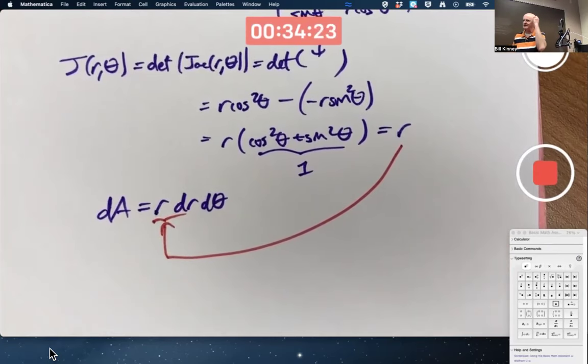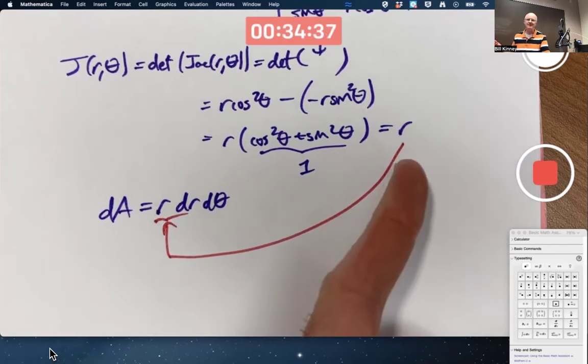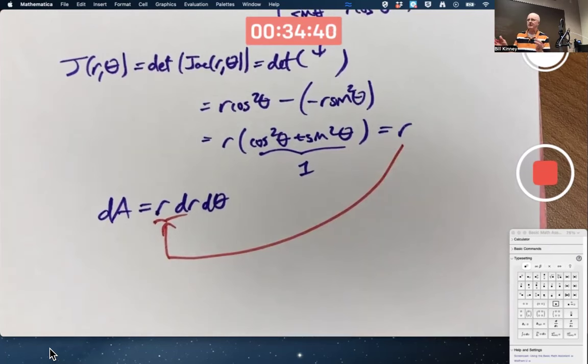You really should only use this when you're thinking about a polar region where r doesn't go negative, because if you allowed r to go negative, then you have to take the absolute value of this thing, which when r is negative would actually become negative r. So that would get confusing. So when you apply polar coordinates with double integrals, we are always thinking of our region in such a way that r is not negative. You can make polar plots where r goes negative, but you don't want to do that when you're doing double integrals.